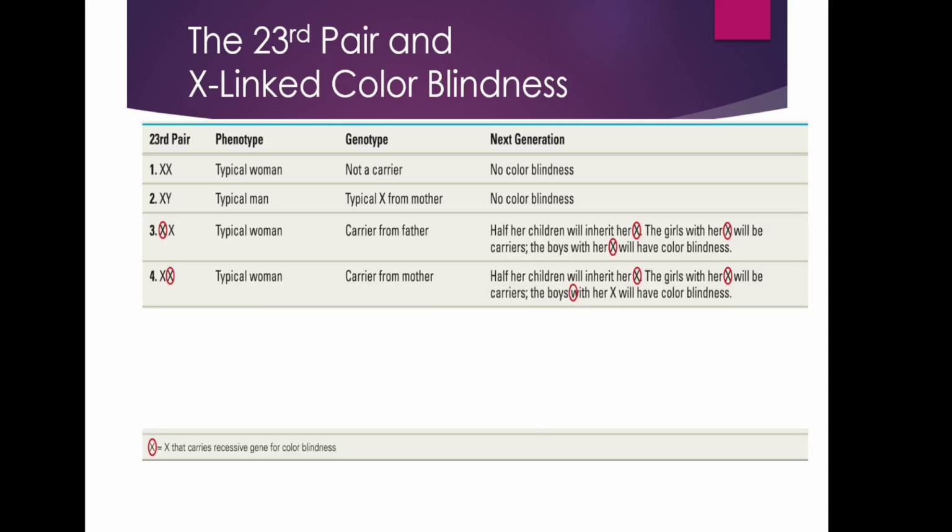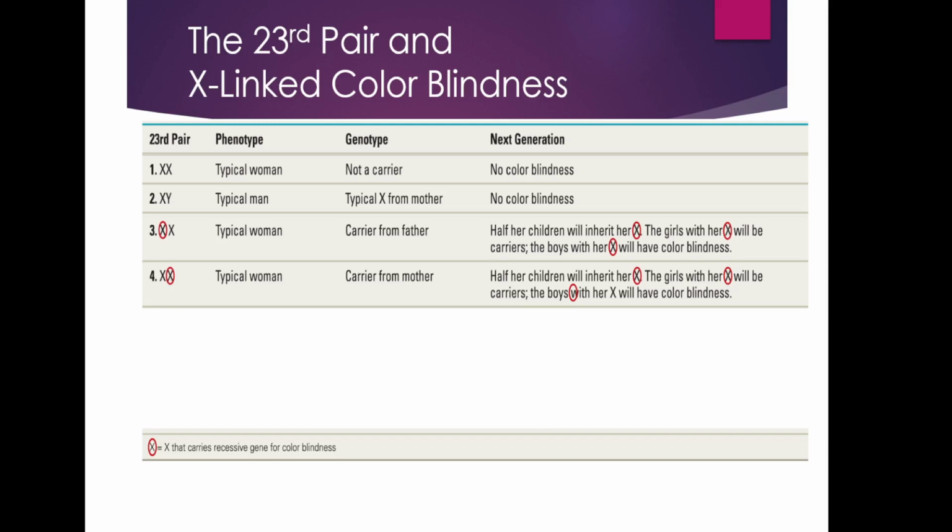Now, the circle around the X is going to represent an X that carries the gene for colorblindness. So now when we look at the typical woman, she's got on row 3 an X with a circle around it on the left side. She got that code from her colorblind father, who has an X that is for colorblindness, and he is currently colorblind. So she's a carrier. She has the trait in her genotype, but it's not being expressed in her phenotype. She's seeing normally. She has no colorblindness issue.